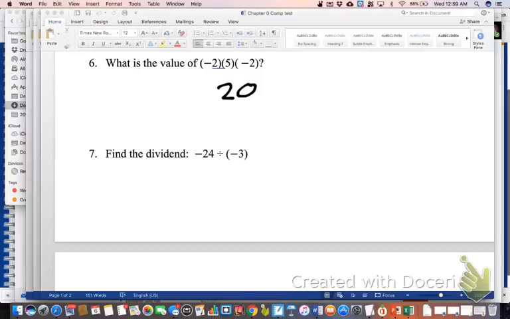For number 7, I've got a -24 divided by a -3. First of all, 24 divided by 3 is 8, and a negative divided by a negative is a +8.